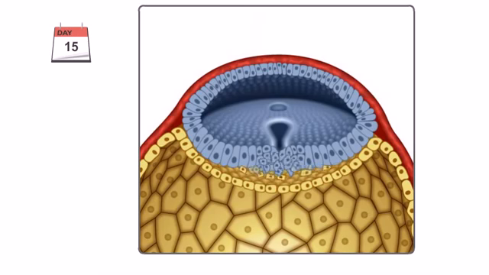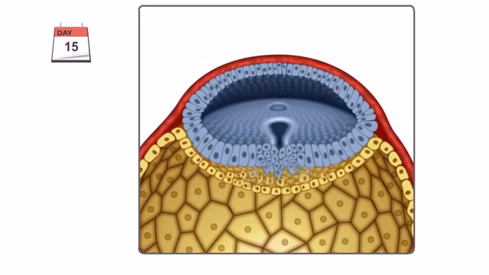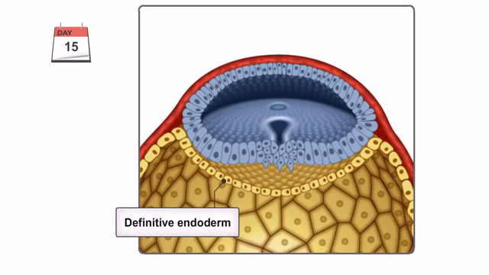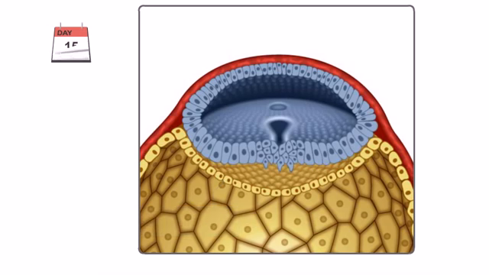The first cells to invaginate through the primitive groove invade the hypoblast and displace its cells. The hypoblast cells are eventually completely replaced by a new proximal cell layer, which is referred to as the definitive endoderm. By day 16, the majority of the hypoblast has been replaced.